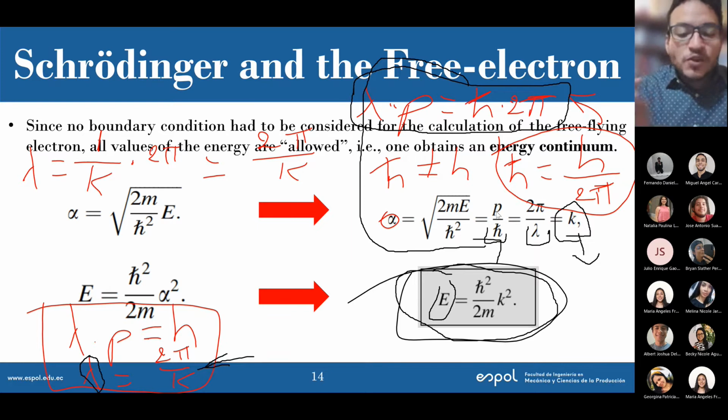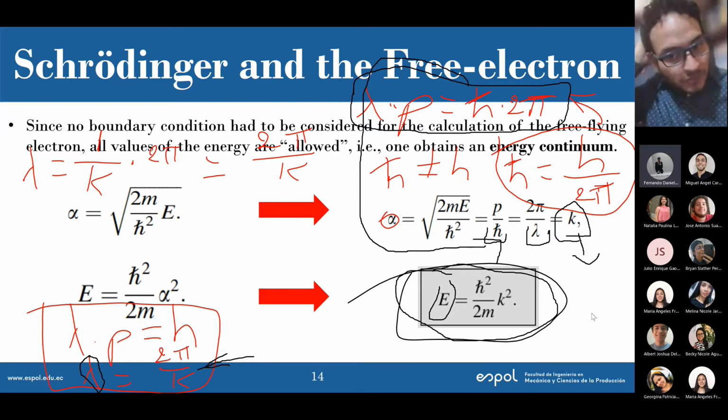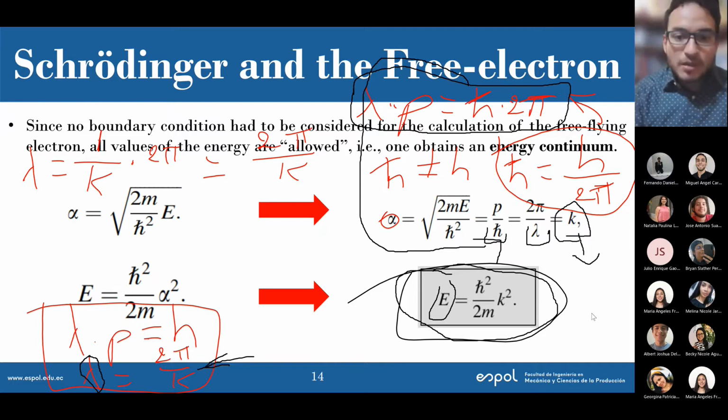Another question, guys. Do you think K is a vector or a scalar? It means a quantity. It has to be a scalar. It's a wave number. Okay. Does everyone agree with Fernando? Yeah, I agree with Fernando.